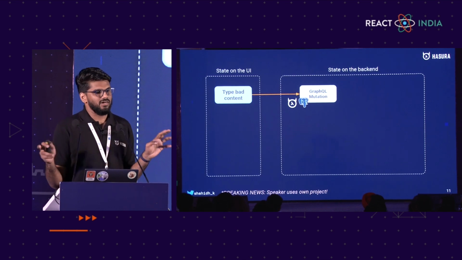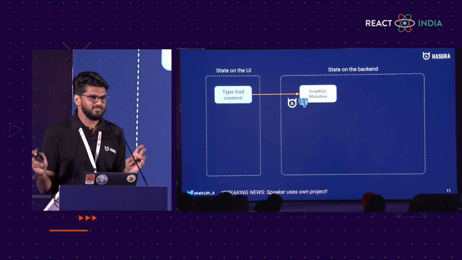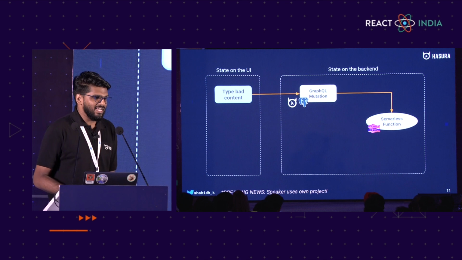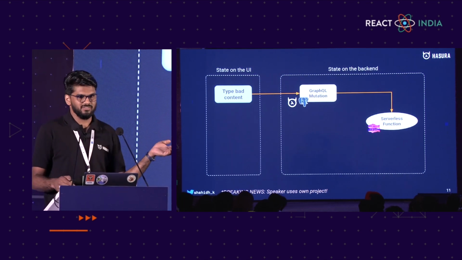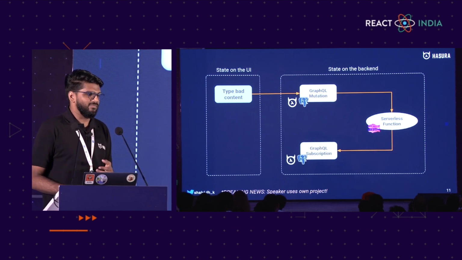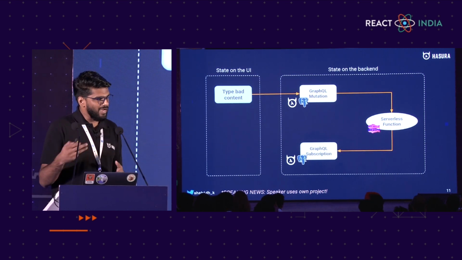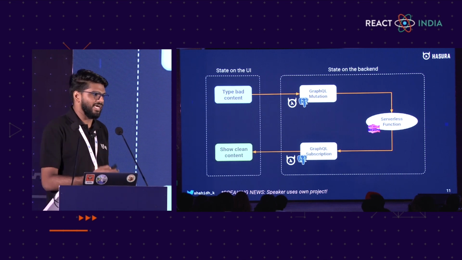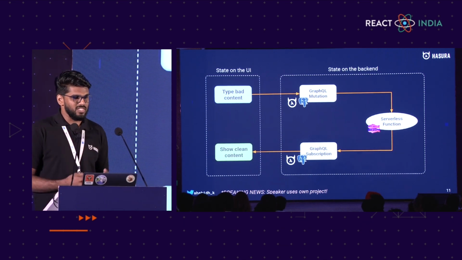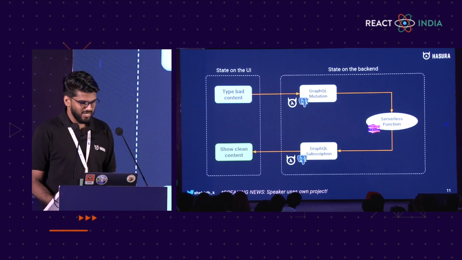Here we are using Hasura with Postgres. Hey, surprise. And that will execute a serverless function which is running on Glitch. Heard of Glitch? Okay. It will in turn update the DB back. That will trigger a subscription. And that will come back and update the UI again with the clean content. So this fits into the Redux model that we have been seeing, right?